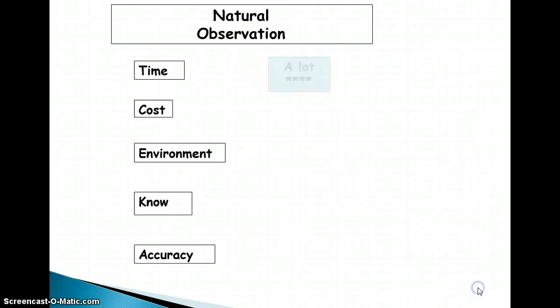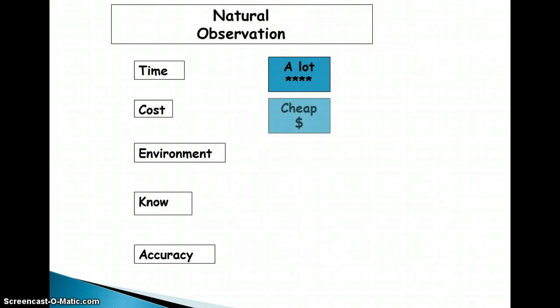All right, so natural observation, I'm going to give it four stars just because it does take a lot of time for you to truly get a good idea of what is going on when you observe behavior. You can't just pop in and look at them for a minute and go, yep, that's what happens every minute of every day. So you need to do that more often, and so it does take a lot of time. The cost, the reason why natural observation is done a lot is simply because it is very cheap. You have very few things that you would need as far as cost, maybe some paper to jot down the behaviors that you see, but really it doesn't cost you much to observe a group.